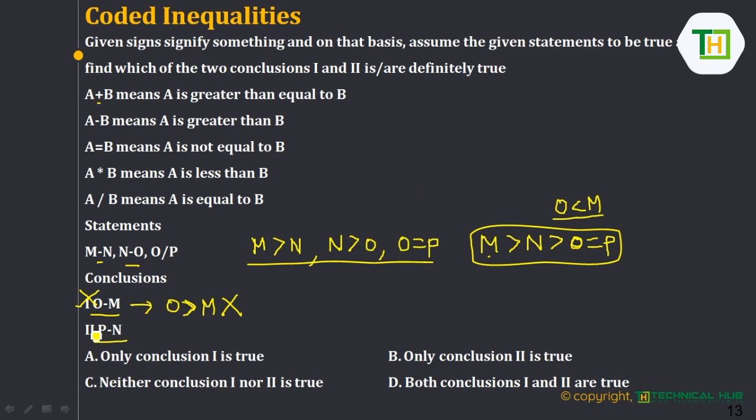Coming to the second one, P greater than n. P minus n means P greater than n. Here also P is equal to O and it is less than n. That means P is less than n but not greater than n. So P greater than n is also a wrong conclusion. We cannot say that any of the conclusions given are correct. So we have to go with the option neither conclusion 1 nor 2 is true. According to the given statements, none of these conclusions is true.